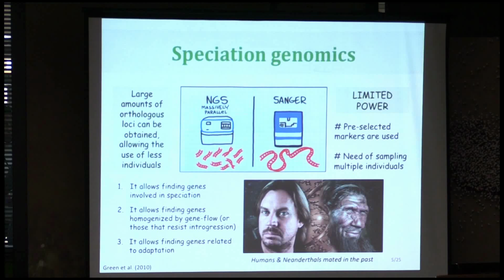We just sequence everything and we get everything, and then we can find which are actually the genes that are involved in speciation, genes that are involved in hybridization, and also genes that are involved in adaptation, and many more things, but I'm just mentioning the most important things for my thesis.